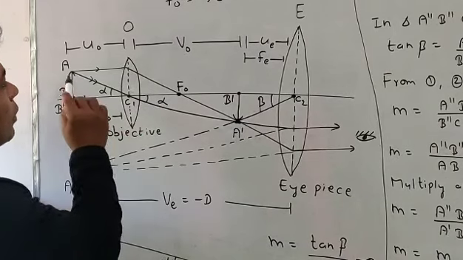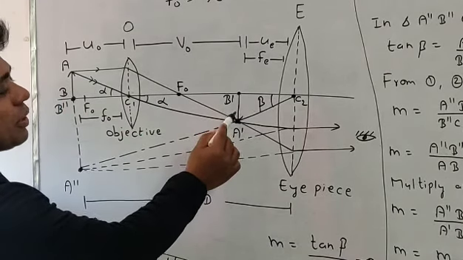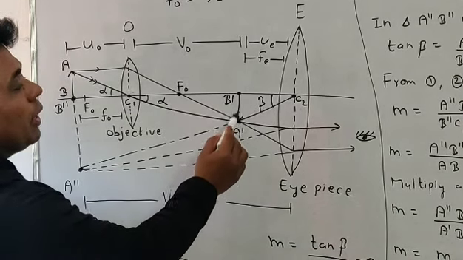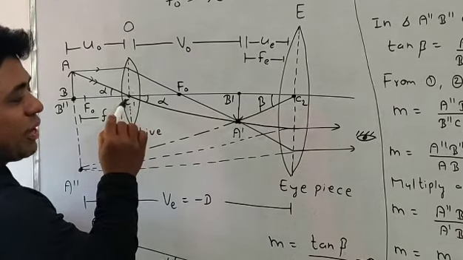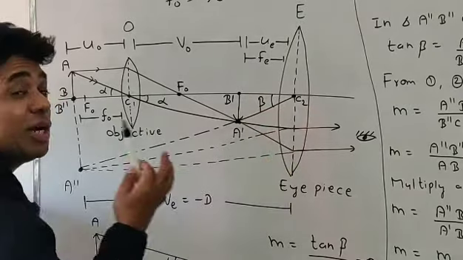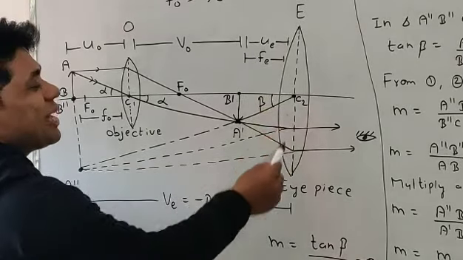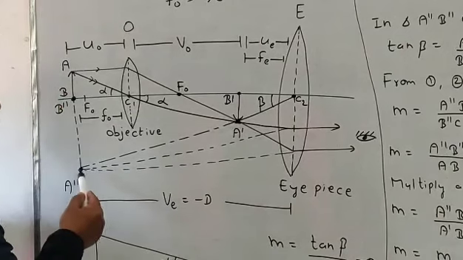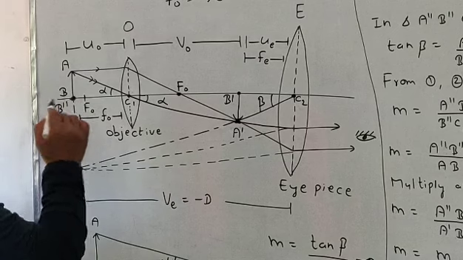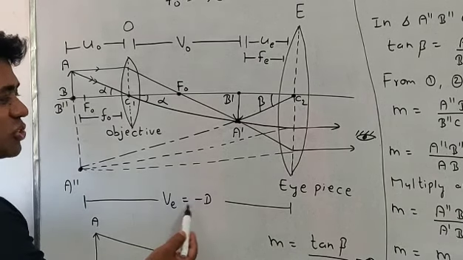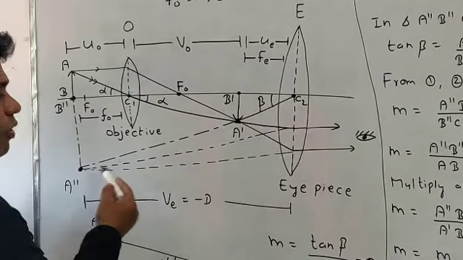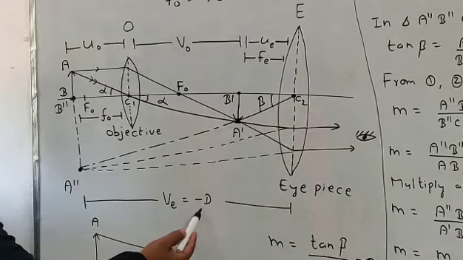So the objective lens will form its image A dash B dash. This is a real, inverted and magnified image. A dash B dash is the image for the objective lens, but it is placed in front of the eyepiece lens. So for the eyepiece lens, it behaves like an object. The eyepiece lens will form its final enlarged, magnified, virtual image A double dash B double dash at the least distance of distinct vision.